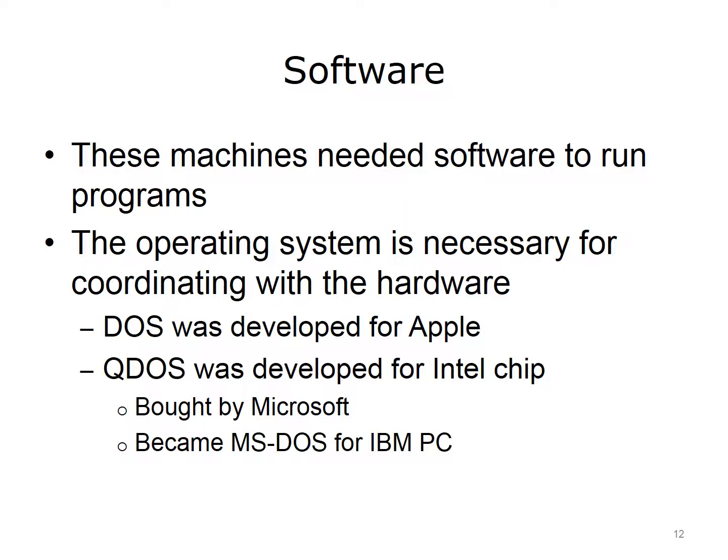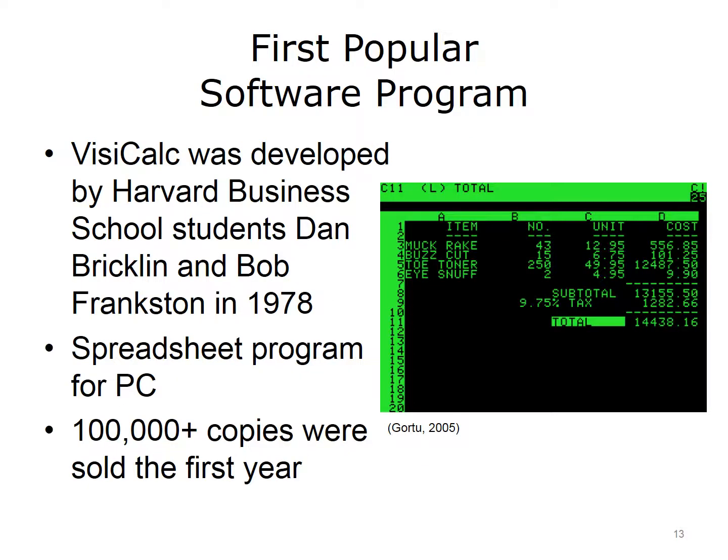The smart, quick maneuvering by Bill Gates and Paul Allen helped launch the success of Microsoft with the initial IBM PC. The first popular software program was VisiCalc. It was developed by Harvard Business School students Dan Bricklin and Bob Frankston in 1978, and it was a spreadsheet program for the PC. Many businesses were very interested in spreadsheets for their many calculations. Over 100,000 copies of it were sold the first year. Other spreadsheet programs soon followed: Lotus 1-2-3 in 1982 and Excel in 1985.